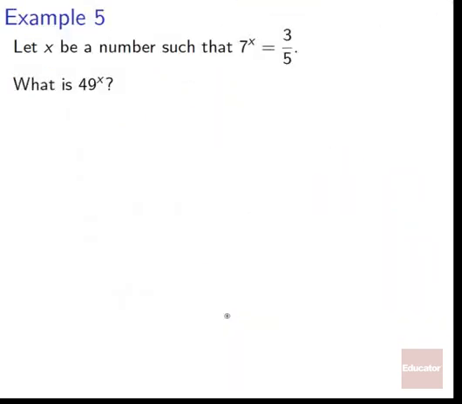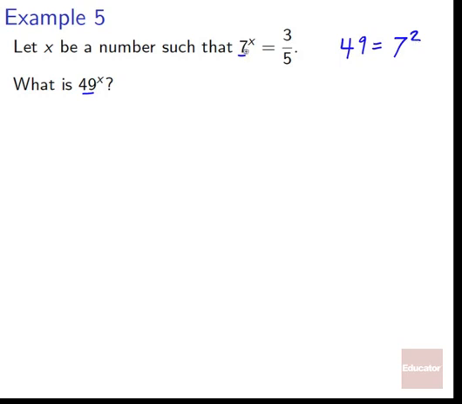Final example, let x be a number such that 7 to the x equals 3/5. What is 49 to the x? Now at first you might see a problem like this and it's completely confusing because you have no idea what to do. But notice we've got 7 here, we've got 49 here. So there's going to be some sort of clever trick connecting the fact that 49 has something to do with 7, right? How is 49 related to 7? 49 is equal to 7 squared, right? So there's this connection between 49 and 7. So we can use that.